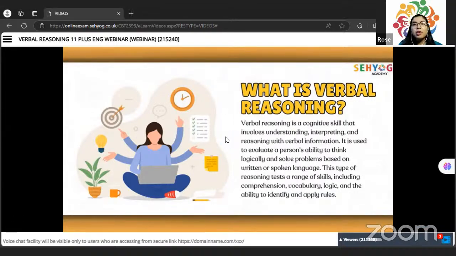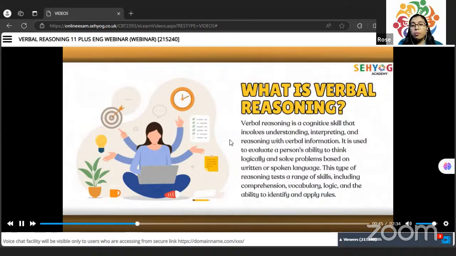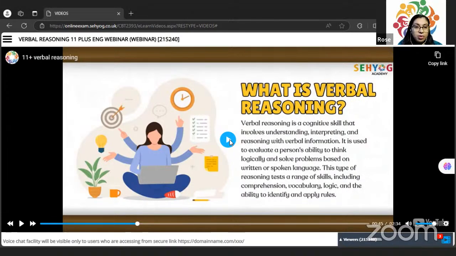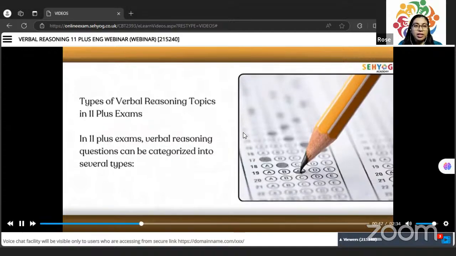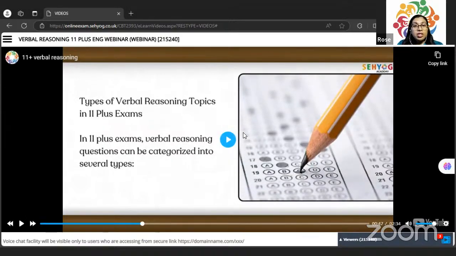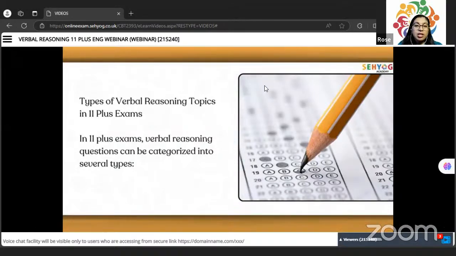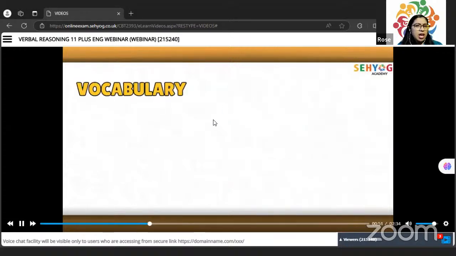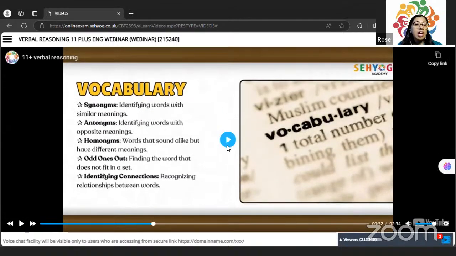In non-verbal reasoning, we might be talking about spaces. It might be talking about shapes and numbers. So let's take the children to the next slide, guys. Here, several types of questions will be there in the next slide. As we have talked about multiple times, guys, we might have synonyms, antonyms, homonyms, and odd ones out. What are those?